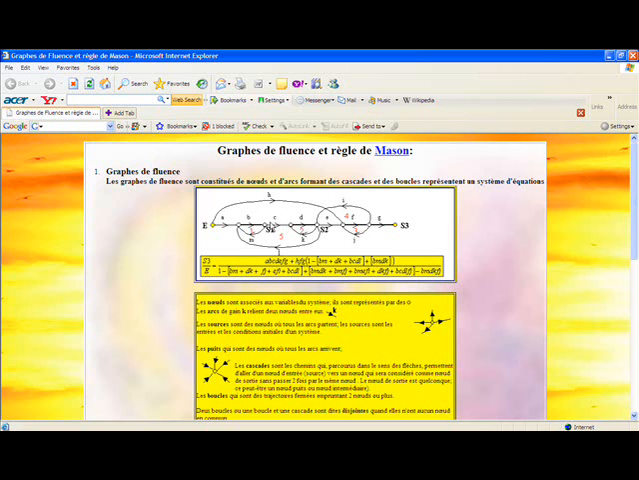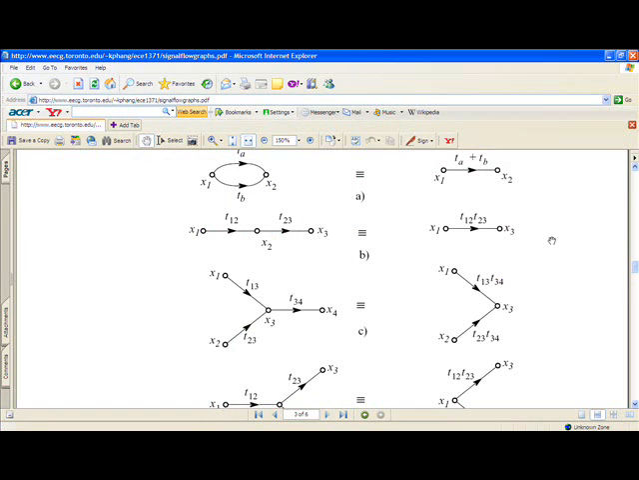Each system can be represented this way, and there are many techniques used to reduce the signal flow graph. We are going to have a look at some of these techniques. In the other web page we can see the equivalent elementary techniques used to reduce the signal flow graph. For example, here we have two parallel branches that can be reduced to one branch by adding the two multipliers of these branches.